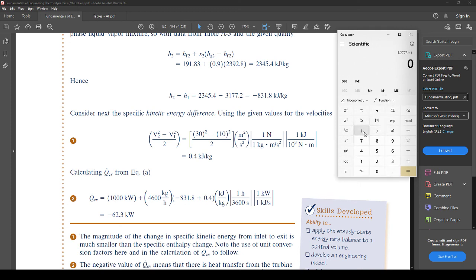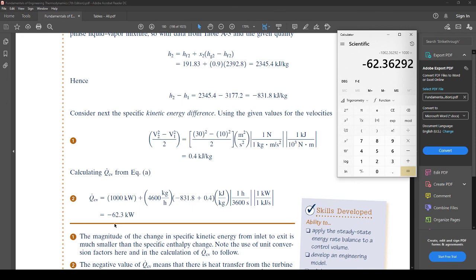1.2778 times negative 831.8 plus 0.4 is that. And then you add 1,000 to it, and you get the following. You get 62.36292, and this is kilowatts. So that makes sense though, guys, right? Really fast, we have gotten a heat transfer of 62.3 kilowatts.